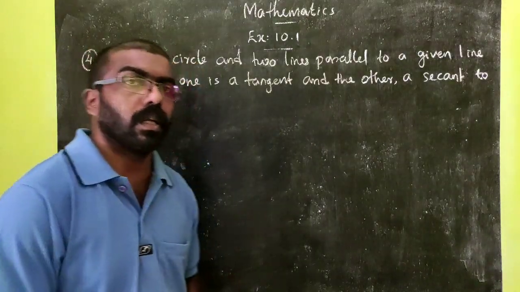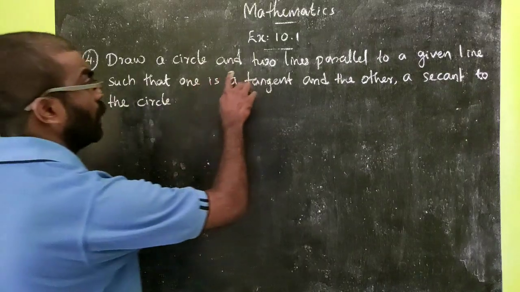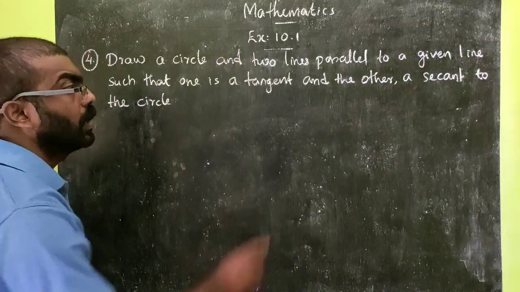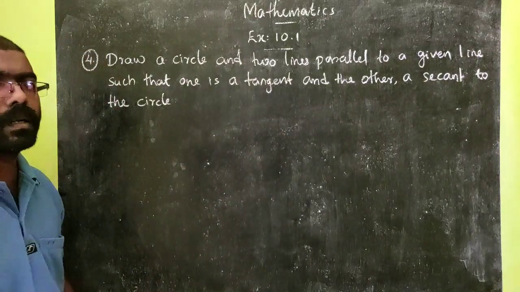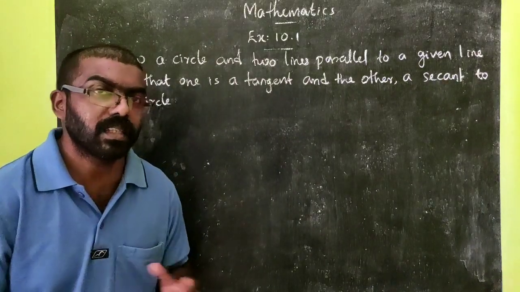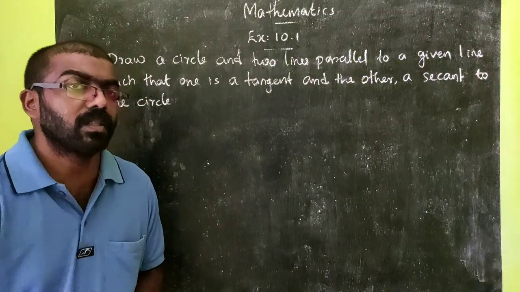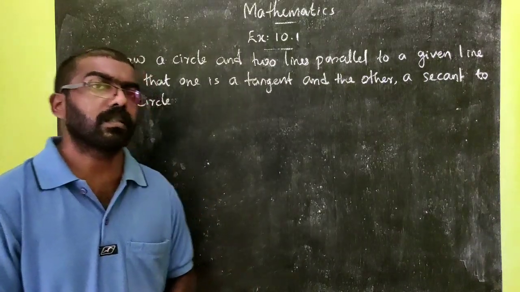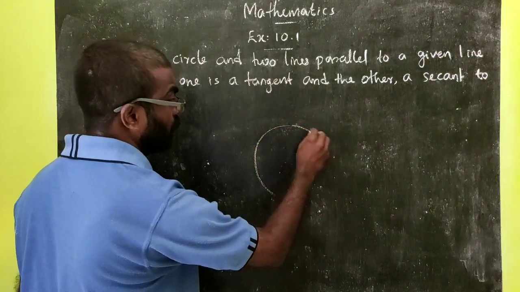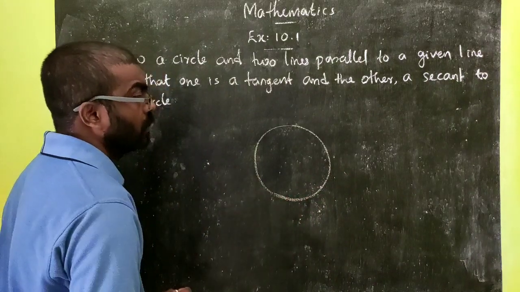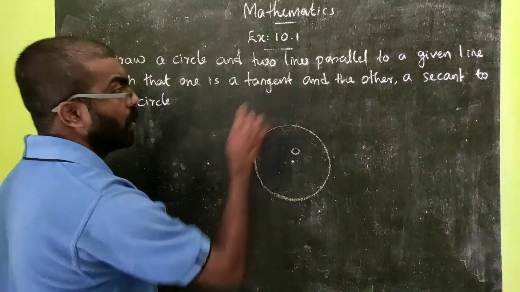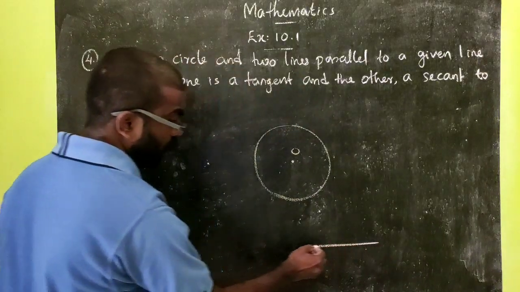Now the last question in the exercise is, draw a circle and two lines parallel to a given line such that one is a tangent and the other a secant to the circle. Now I am going to draw a rough figure. I can't show the exact construction because I don't have the tools with me now. So let us watch how to construct this one. Draw a circle using compass and pencil. So it is a circle with a center O. Now we have to draw a line. Here I am drawing a line.